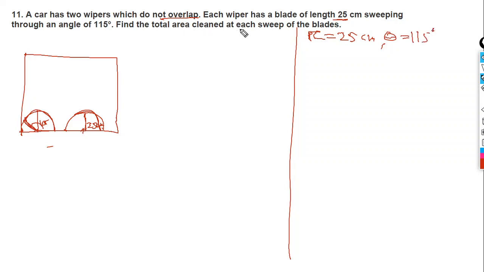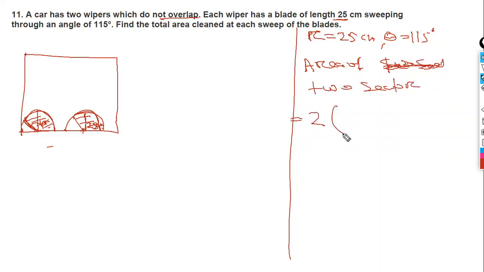Find the total area cleaned at each sweep. At each sweep, it will clean this much area. Here also it will clean this much area. So you have to find the area of the sector. Let's start here. Area of two sectors is equal to 2 into theta by 360, that is 115 by 360, into pi r square.